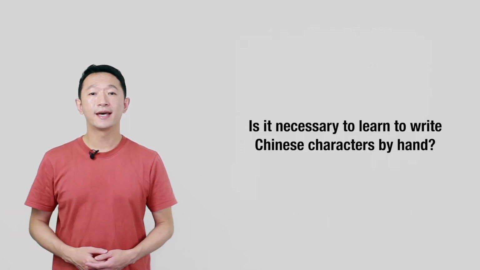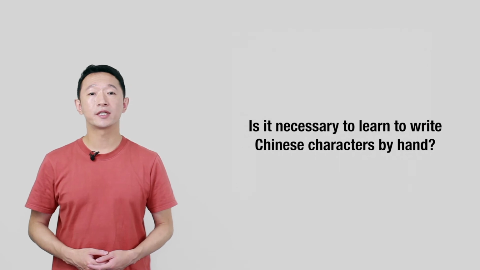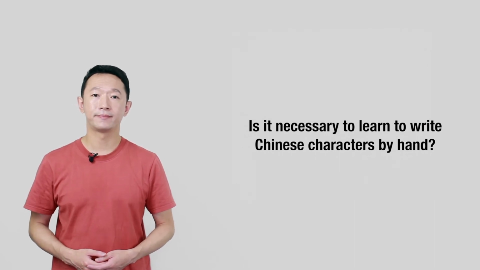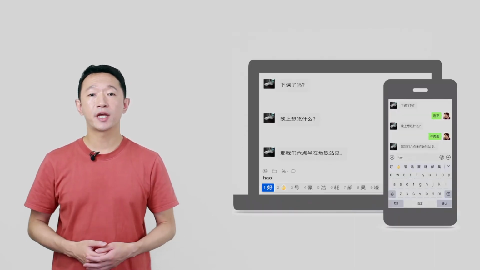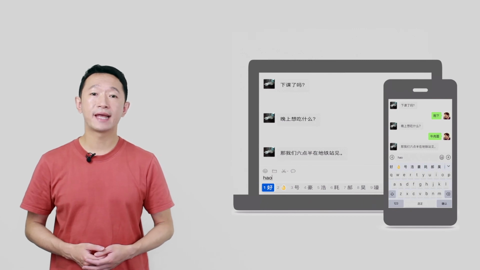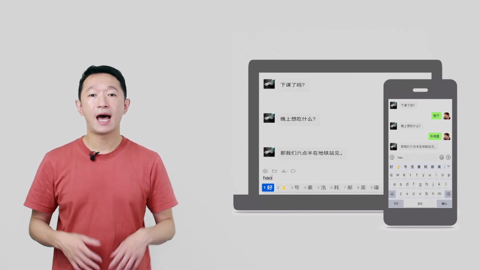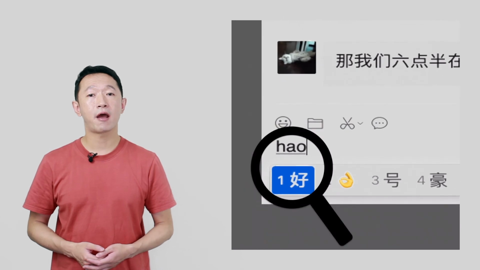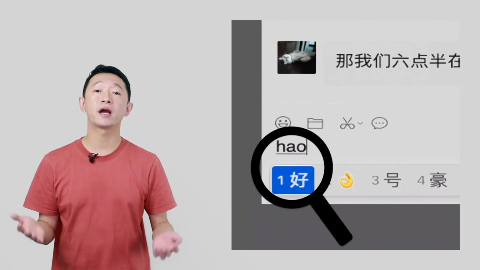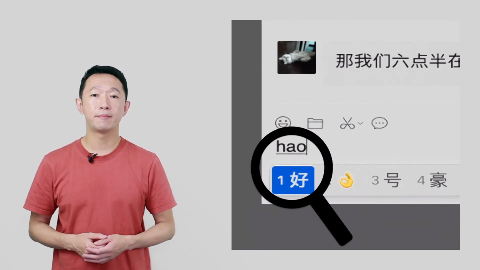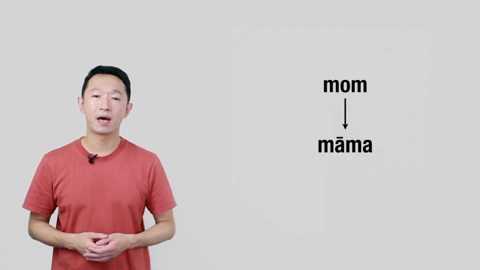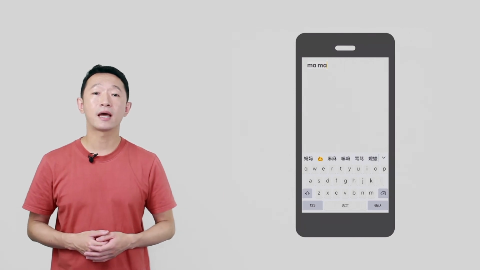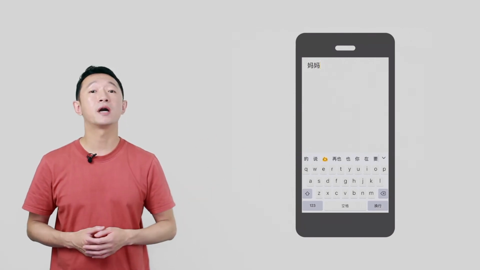Question 4. Is it necessary to learn to write Chinese characters by hand? We usually type Chinese characters by using phonetic input system, as long as we can recognize characters and remember how they are pronounced. For example, the word mom in Chinese is mama. So we type mama first and then select the right characters from the options.